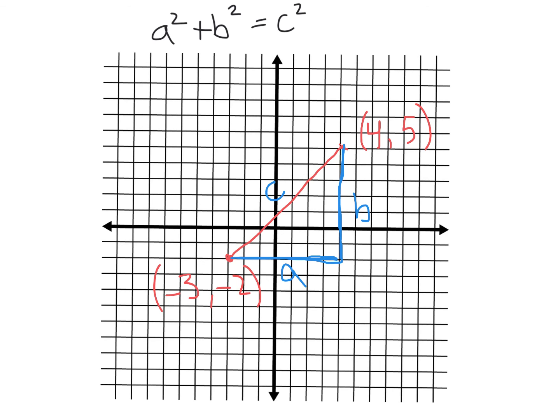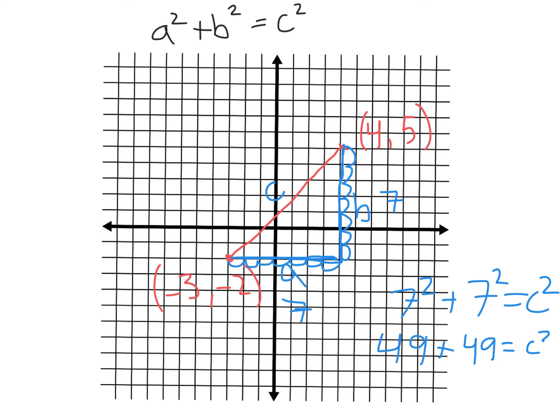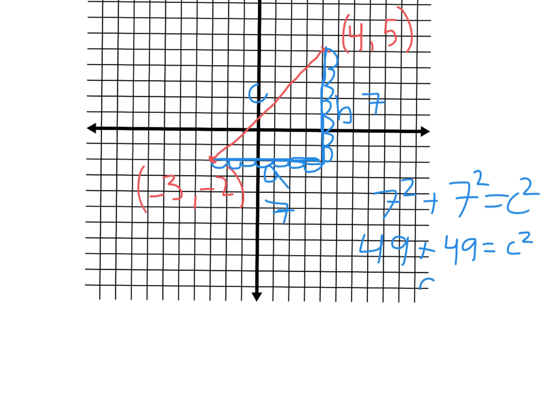So let's count these units. I have 1, 2, 3, 4, 5, 6, 7. So this is 7 units for this leg. And then I have 1, 2, 3, 4, 5, 6, 7. 7 units for this leg. And the Pythagorean theorem would tell us that 7 squared plus 7 squared is equal to C squared. 7 squared is 49, 7 times 7, right, is 49. So I have 49 plus 49 is equal to C squared. 49 plus 49 is 98. So I now have 98 is equal to C squared.